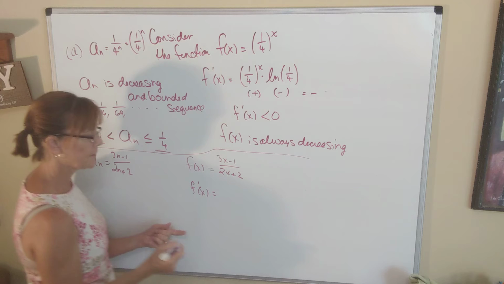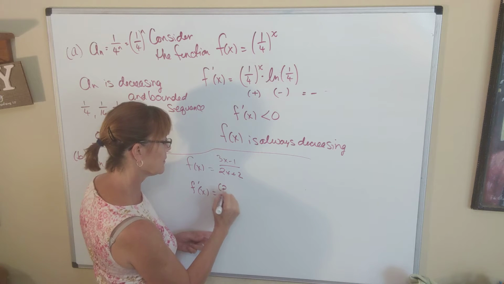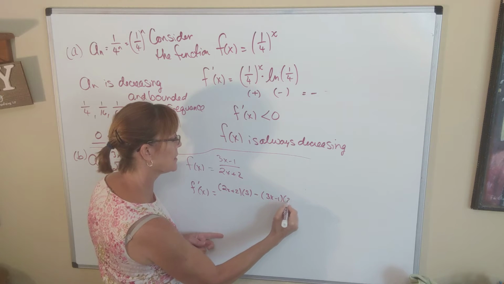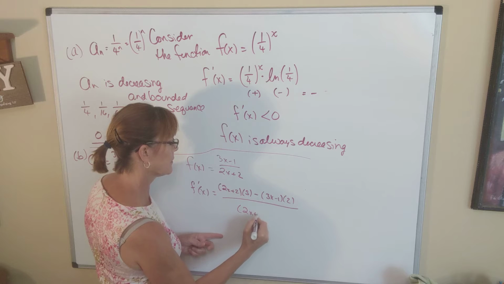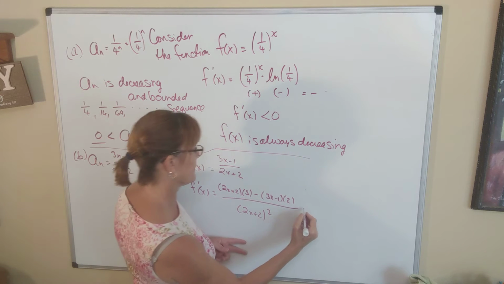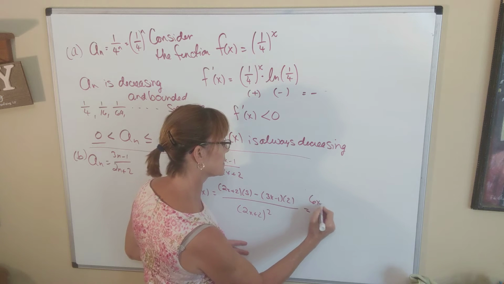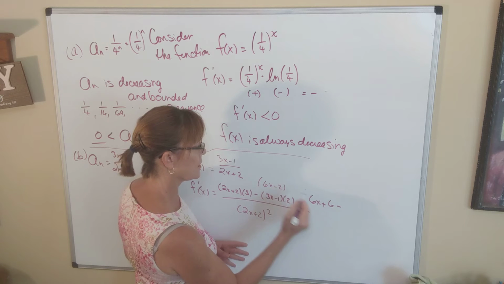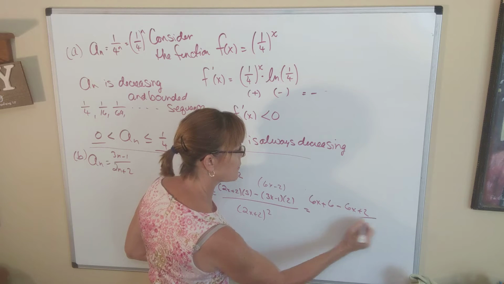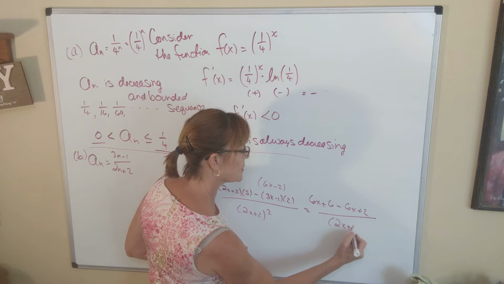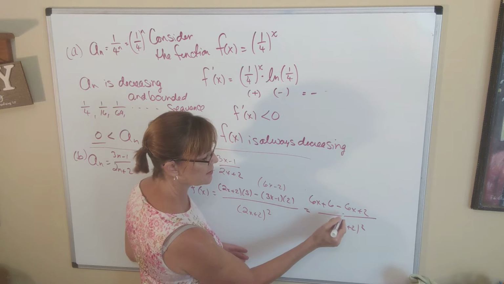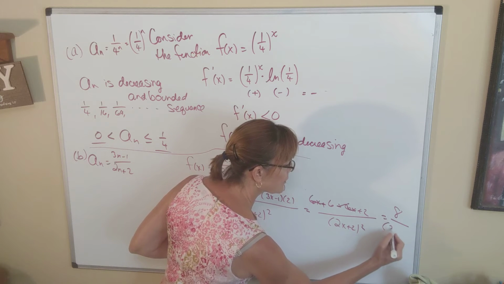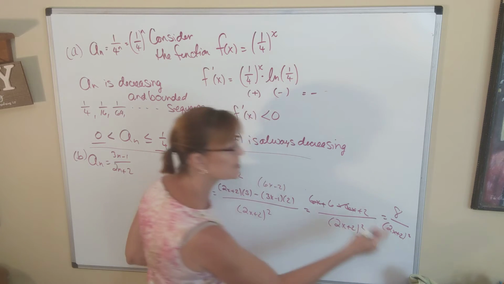All right, this is going to be the quotient rule: low d high minus high d low, all over low low. So this becomes 6x plus 6 minus 6x minus 2, or minus 6x plus 2, all over (2x plus 2) squared. So 6x minus 6x is a 0, so those are gone. So basically we have 8, which is a positive number, over (2x plus 2) squared, which is a positive number.